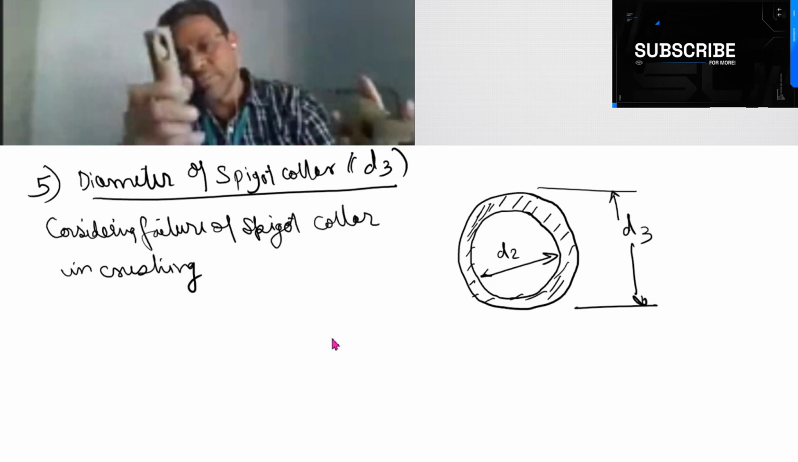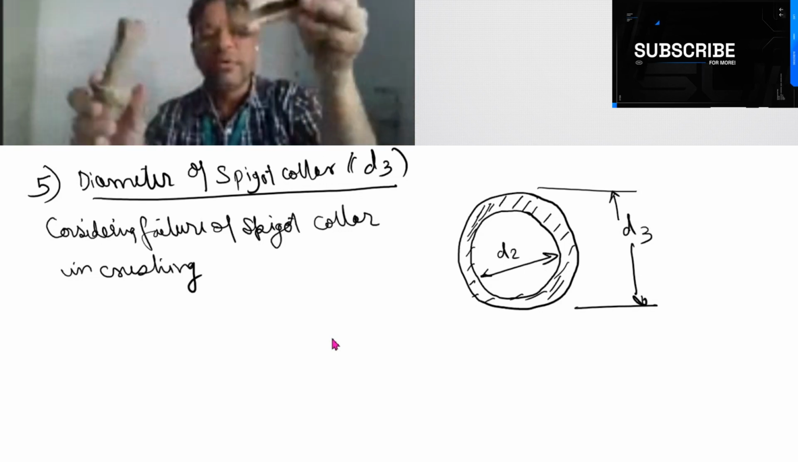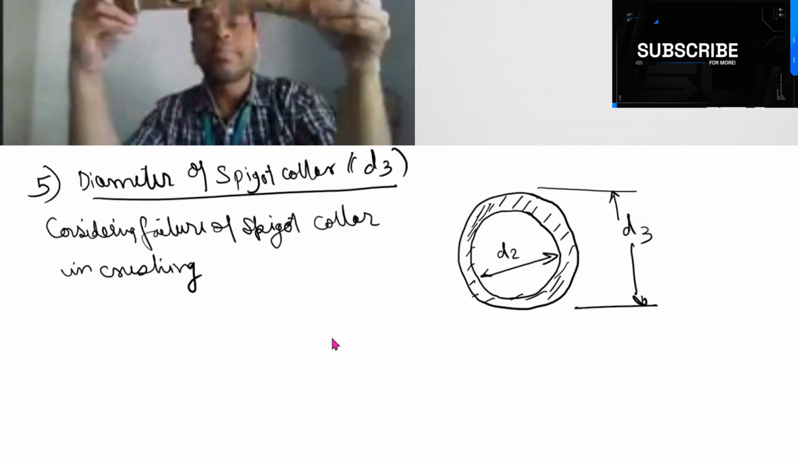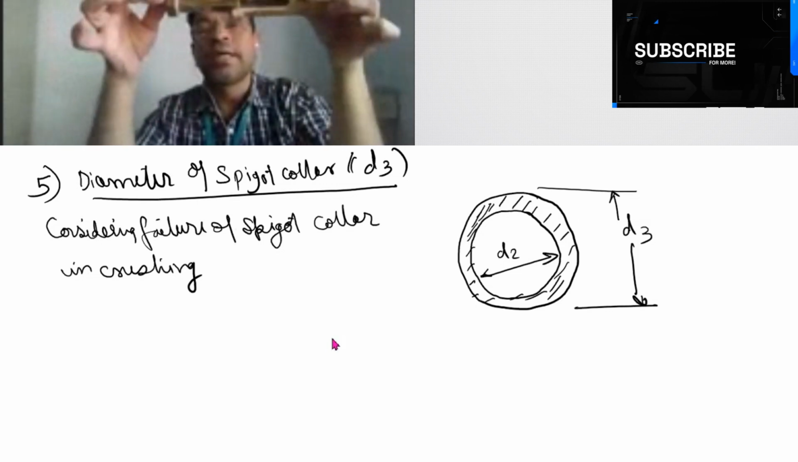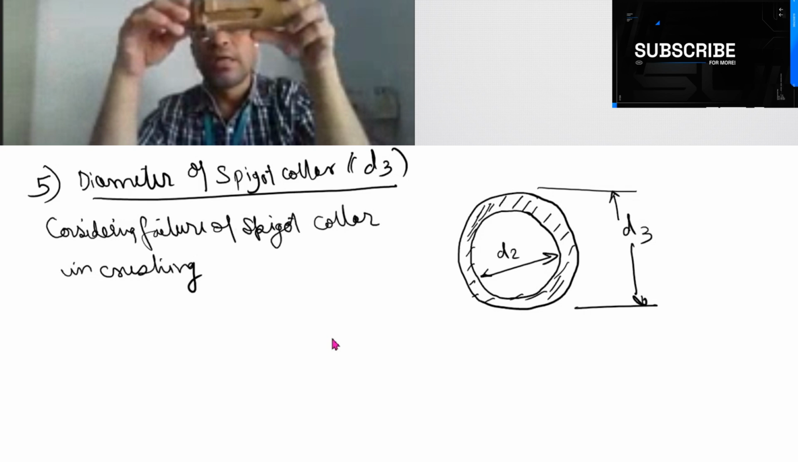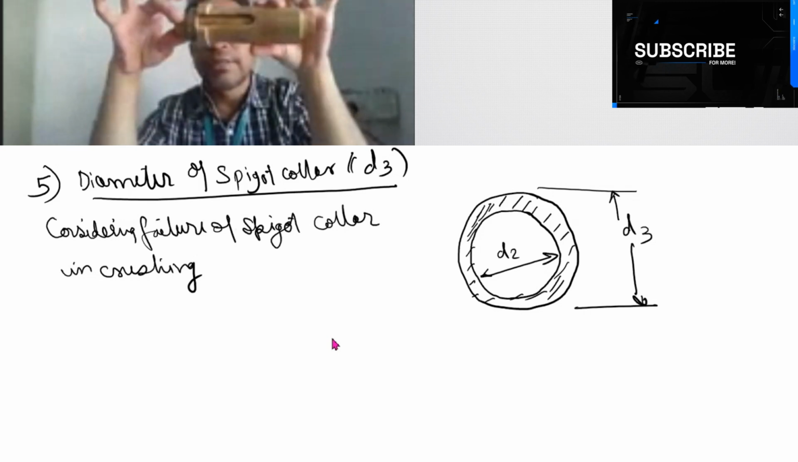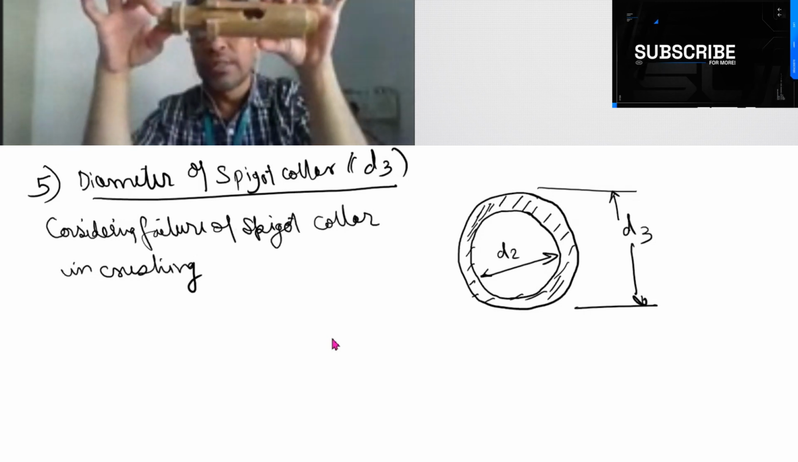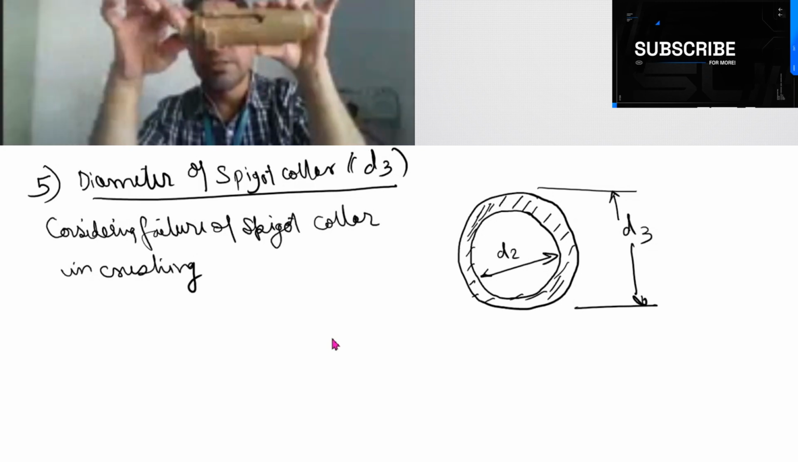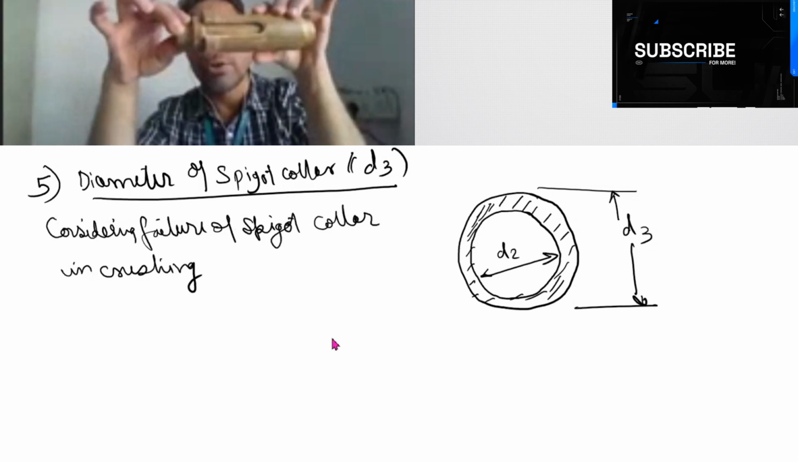This is spigot, this is socket. Okay, how is the assembly? ये इसमें गया. ठीक है. Can you hear this sound? This is the sound of spigot collar resting on socket collar.